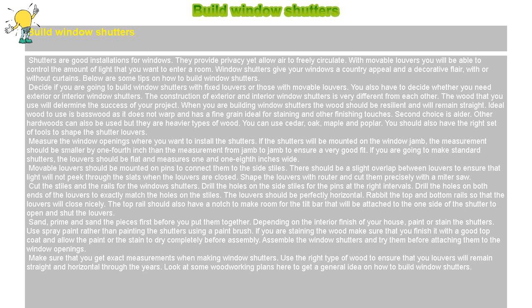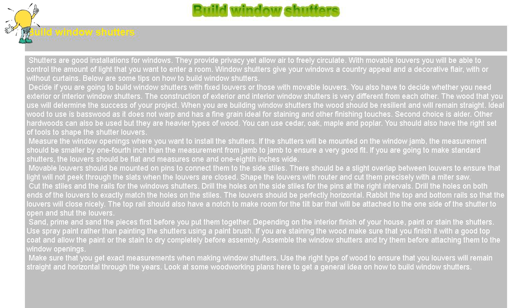Measure the window openings where you want to install the shutters. If the shutters will be mounted on the window jamb, the measurement should be smaller by 1/4 inch than the measurement from jamb to ensure a very good fit. If you are going to make standard shutters, the louvers should be flat and measure 1 1/8 inches wide.